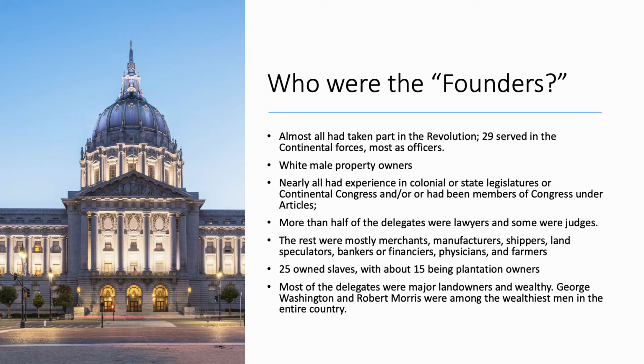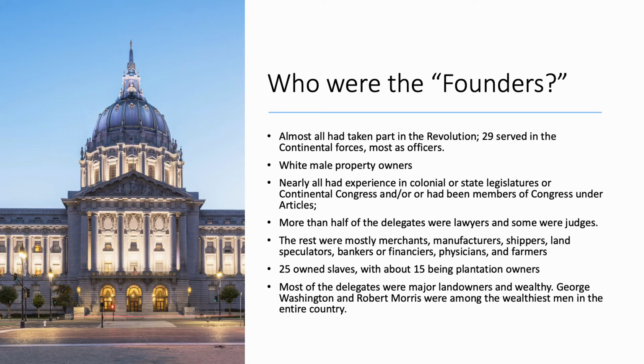Well, what we know about them is almost all of them had taken part in the Revolution, 29 in the military. Most of them were officers. They were uniformly white male property owners. Most of them had political experience in state legislatures or the Continental Congress. More than half of them were lawyers, and some of them had become judges. The rest were mostly merchants, manufacturers, shippers, plantation owners, land speculators, bankers, etc. 25 of them owned slaves. About 15 owned plantations.